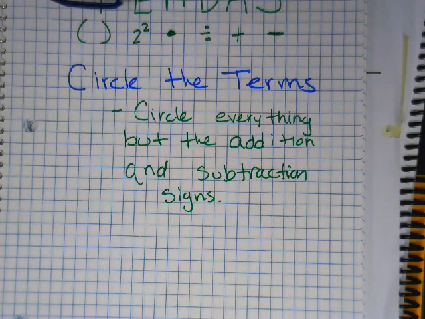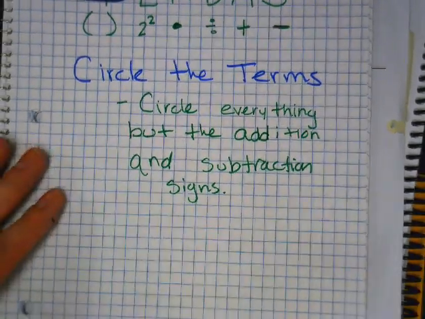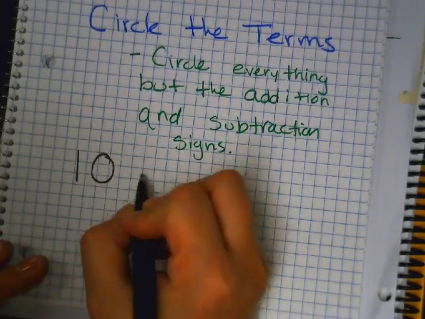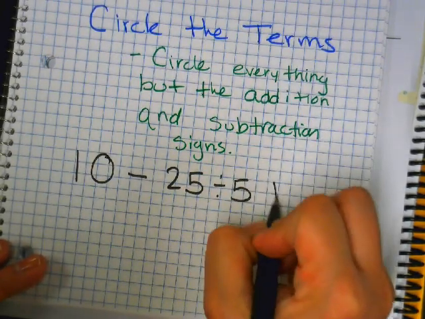All right. Circle everything but the addition and subtraction sign. So I'll show you what that means. So 10 minus 25 divided by 5 plus 6.